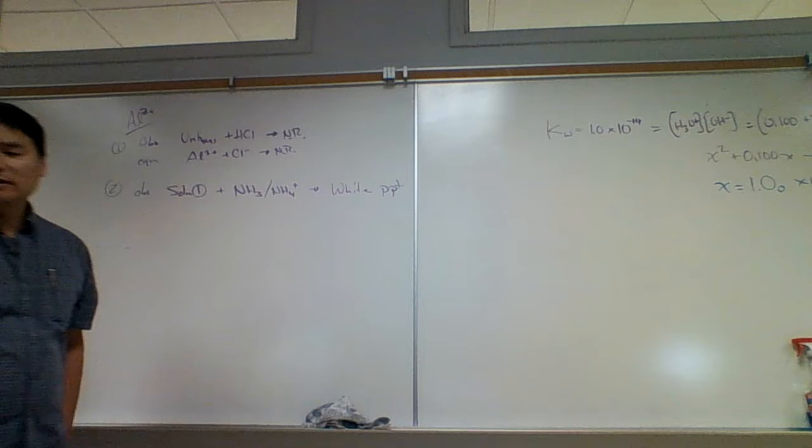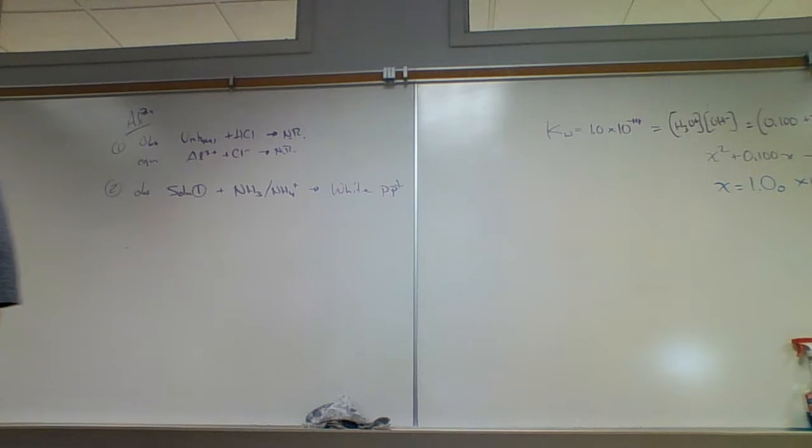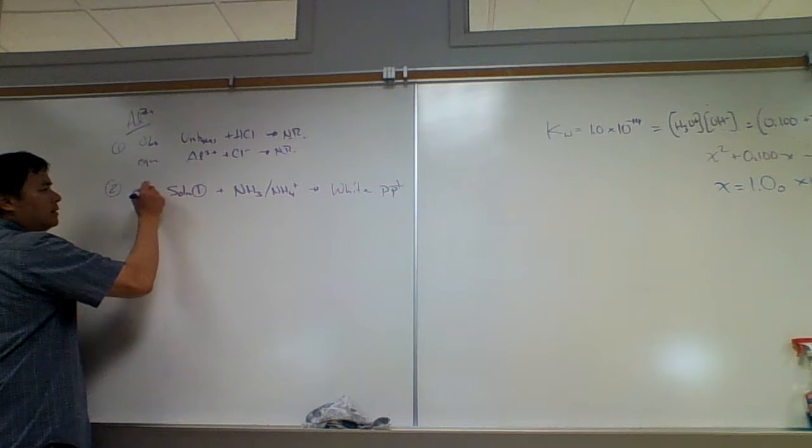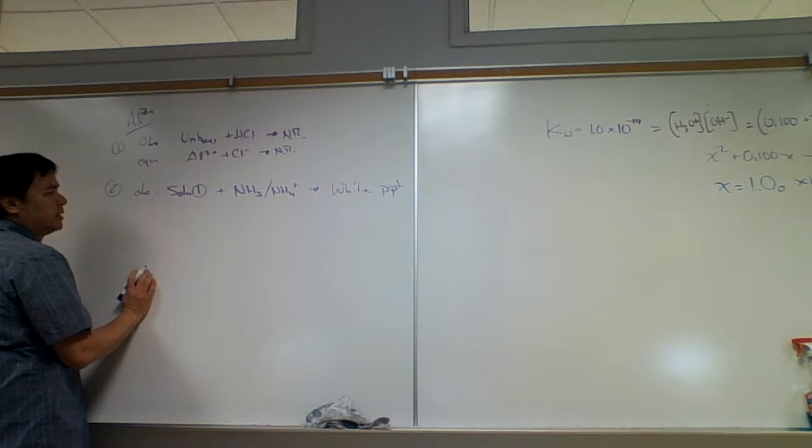It's not a very dense precipitate. It doesn't sink to the bottom like silver chloride. It just kind of floats. It's low density. Forms like wispy clouds of precipitate.